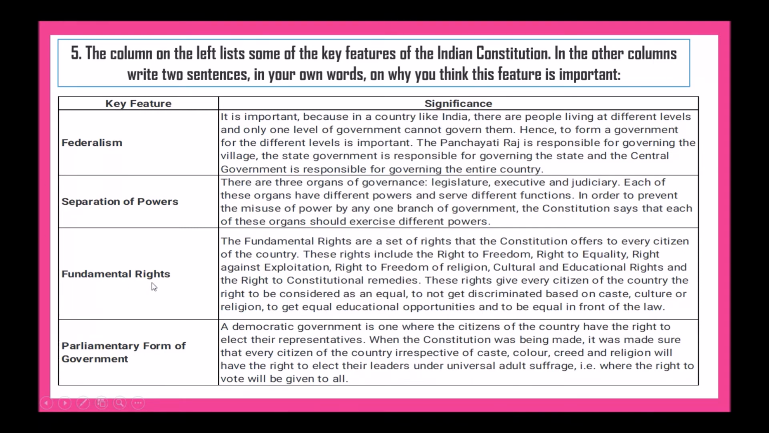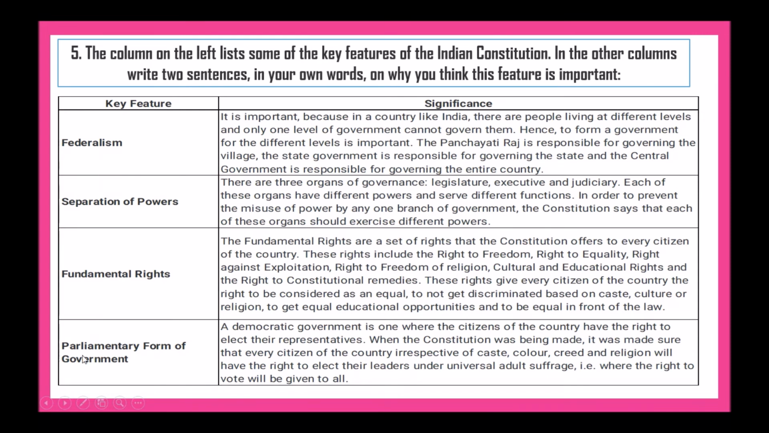Next is fundamental rights. The fundamental rights are the set of rights that the Constitution offers to every citizen of the country. These rights include the right to freedom, right to equality, right against exploitation, right to freedom of religion, cultural and educational rights, and the right to constitutional remedies. These rights give every citizen of the country the right to be considered as an equal, to not get discriminated against based on caste, culture or religion, to get equal educational opportunities and to be equal in front of the law.